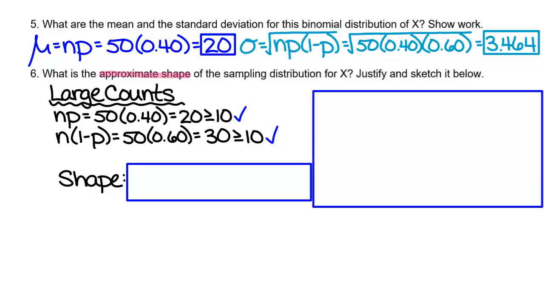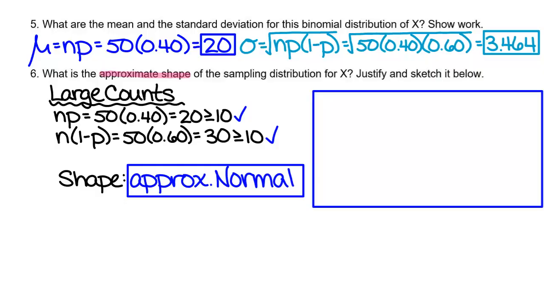If we pass the large counts, what is the approximate shape? Normal. It is approximately normal. I want to sketch it now. So draw your normal curve. Draw your bell-shaped curve. What would go right down the center of the bell-shaped curve? The mean, which is? What is our mean? 20.